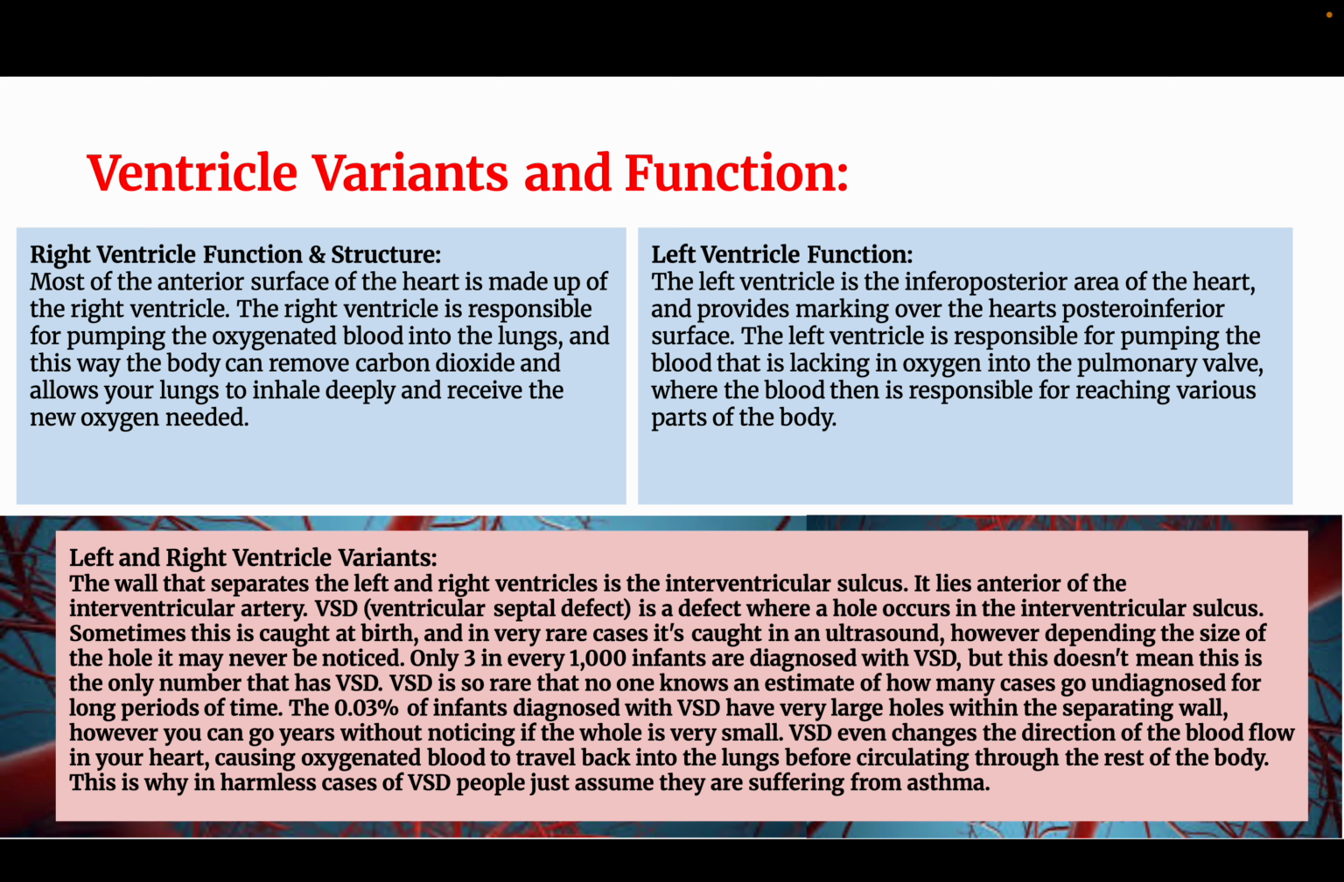So this is kind of the opposite of the atria defect, because the atria defect is a valve shape from the oval closing, and this is a hole that is there from birth. VSD can even change the directional blood flow in your heart, causing the oxygenated blood to travel back into the lungs before circulating through the rest of the body. Essentially, this sounds dangerous, but it's harmless because VSD, again, just shows asthma symptoms. This is why it is very similar to the atria conditions.